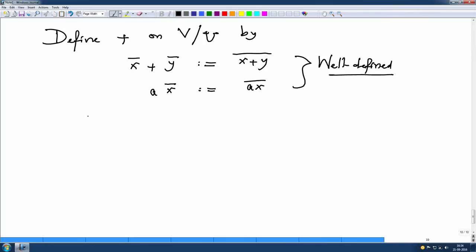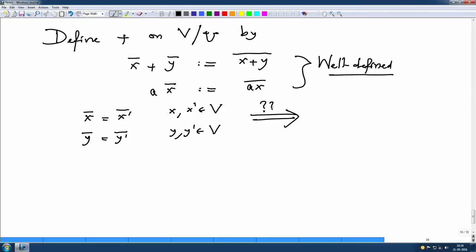So what does that mean? Let us write down what it means. That means if x bar equals x prime bar and y bar equals y prime bar, where x, y, x prime and y prime are elements in V, then we should check, this is the main problem to check, that x plus y whole bar equals x prime plus y prime whole bar, and also we have to check that for any scalar a, a x bar is the same as a x prime whole bar.